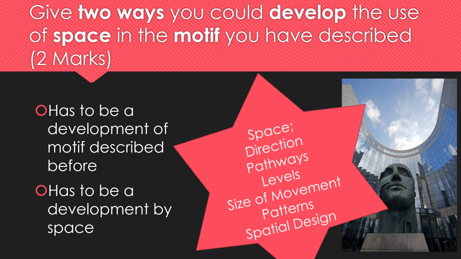So you can change the space by talking about the directions, the pathways, the levels, the size of movements, the patterns, and the spatial designs. And you need 2 different ways, so you need to choose 2 of these. It might be that you say that the dancers start facing the back. That is a development because I've changed the direction. It might be that the arms punch outwards, however the dancers are on their knees. So I've developed that by changing the level to a low level.